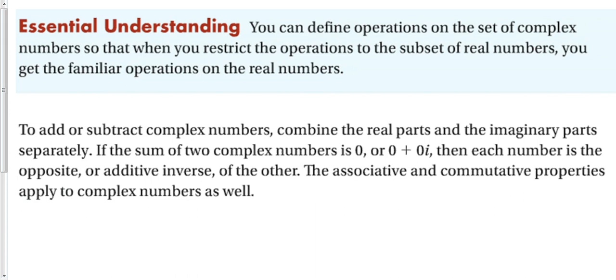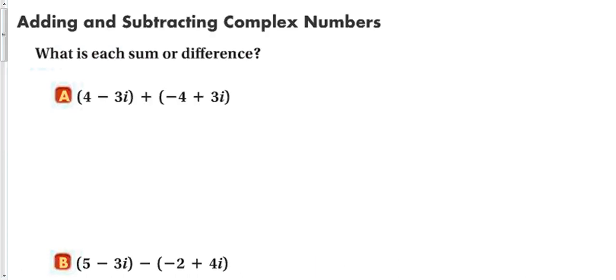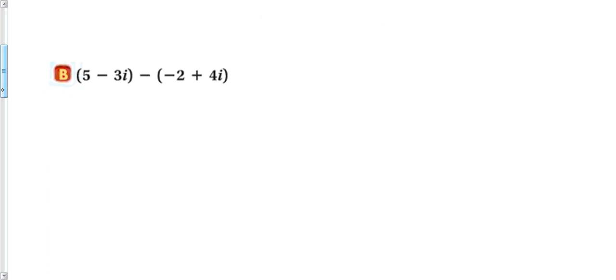The associative and commutative properties apply to complex numbers as well. So all the rules of addition and subtraction, multiplication and division that we know how to use apply to these numbers as well. Just got to be careful because they're going to have an i in it. But if you think about it as almost like a variable, combine the real parts and the imaginary parts separately, we can see that this is going to be pretty easy. 4 and negative 4 is 0, negative 3 and positive 3 is 0i. That means that this is going to be equal to 0, and it means that they are additive inverses of each other. Okay.